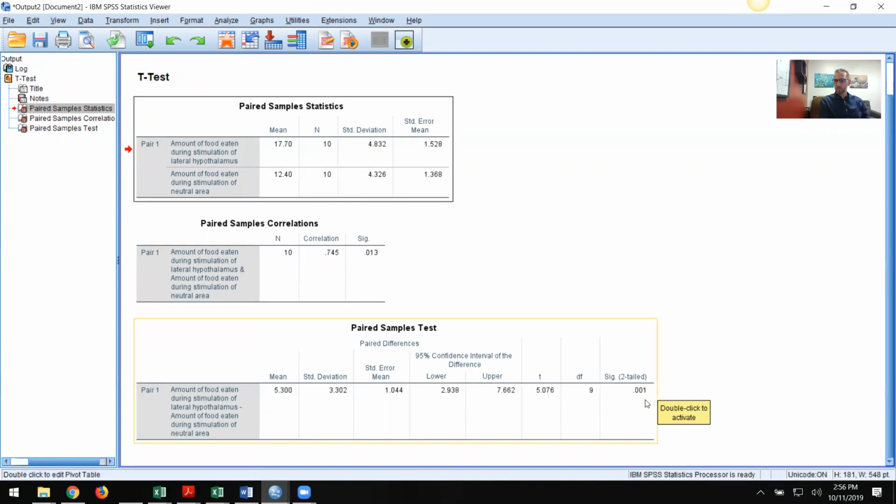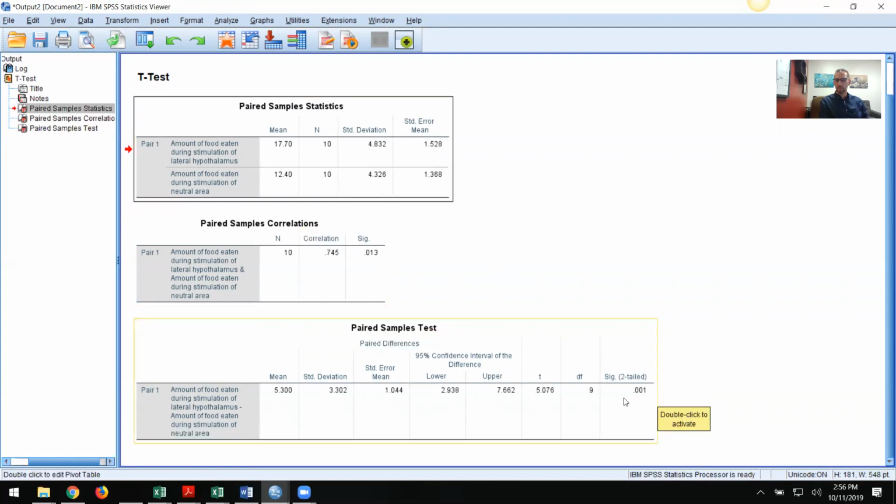This p-value is less than 0.05. It's 0.001. What that indicates is that our null hypothesis can be rejected. Our null hypothesis that it doesn't matter where you stimulate, the amount that they're going to eat is the same. It's the same for the hypothalamus and the same for the neutral area. So we can reject that null hypothesis and say, no, it does matter. The amount that they eat when their lateral hypothalamus is stimulated is greater than the amount eaten during the stimulation of the neutral area.